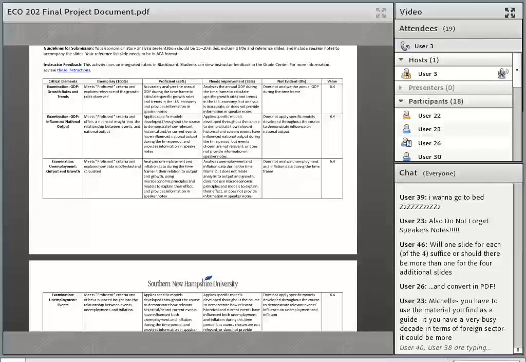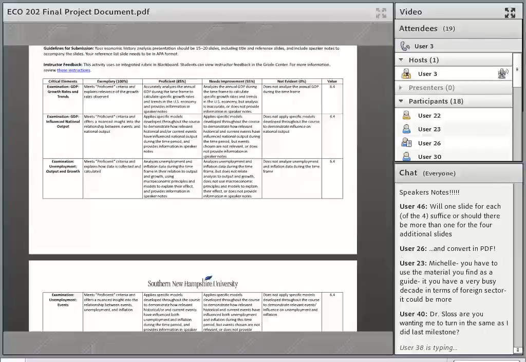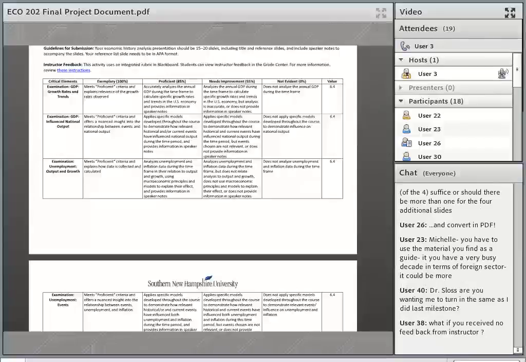You'll notice that a lot of it is just adding some additional detail to what you've got. Like for instance here, examination, GDP, influenced national output. So it says meets proficient criteria and offers a nuanced insight into the relationship between events and national output. So that has some subjectivity, right? People can interpret that a little bit differently.